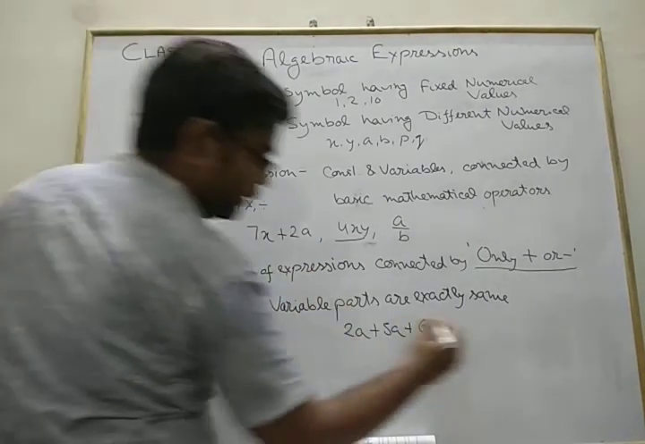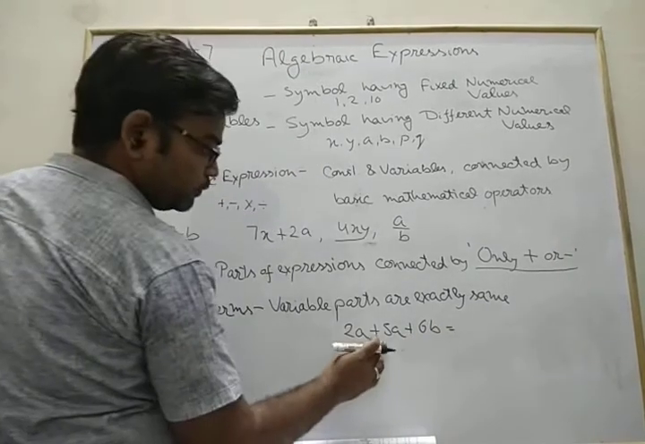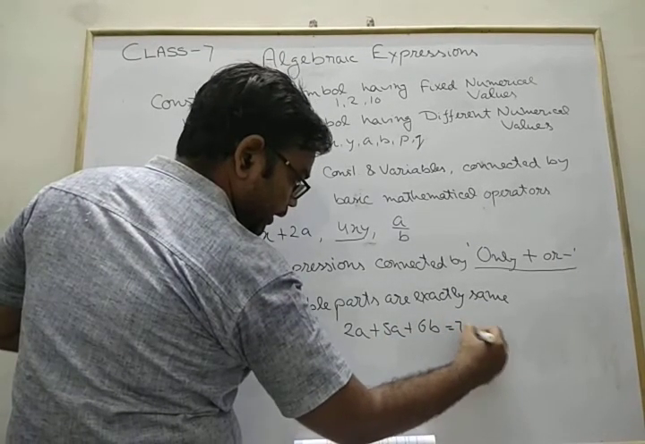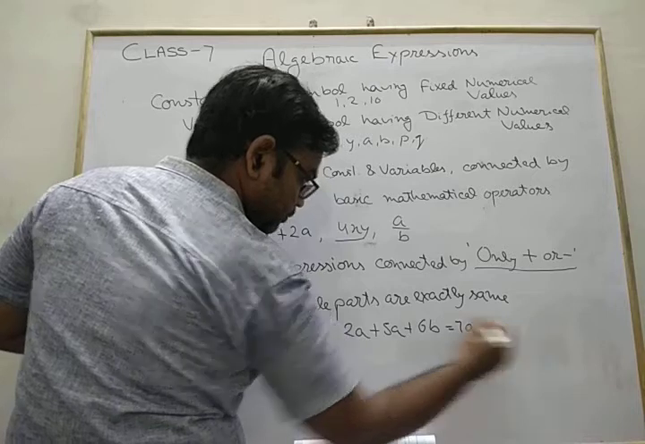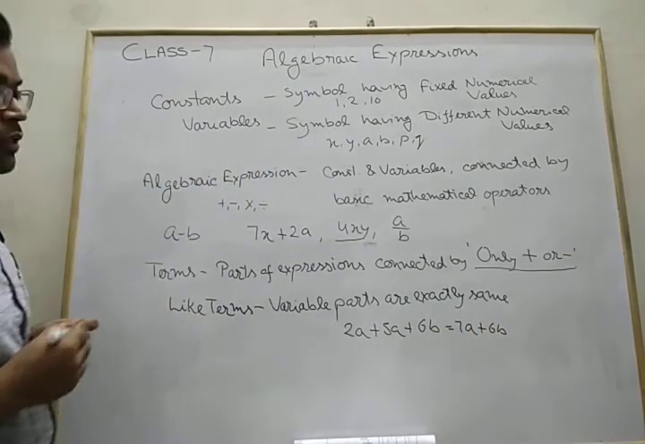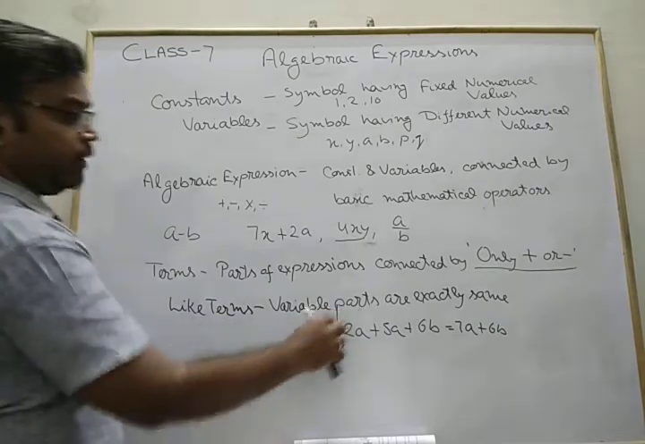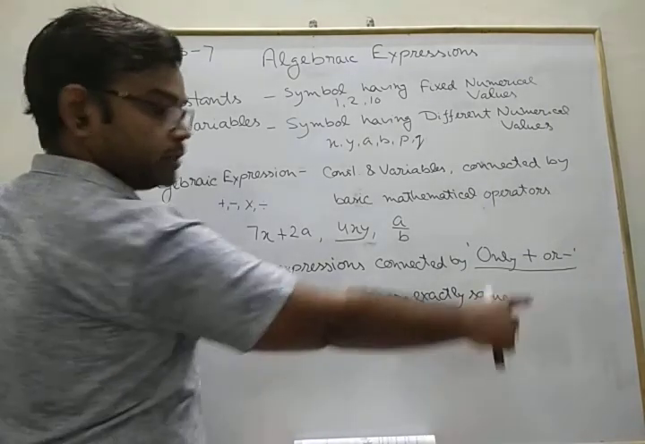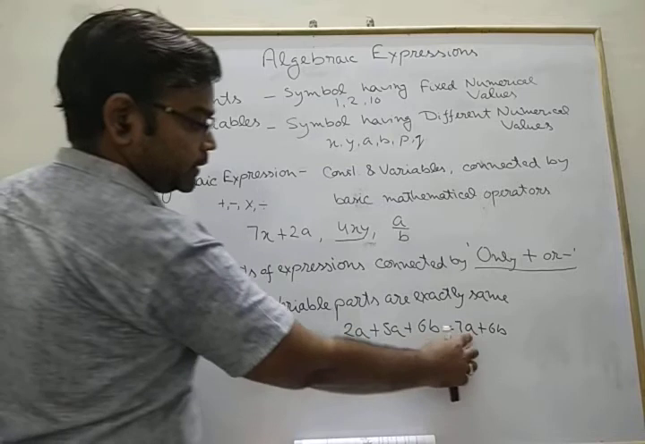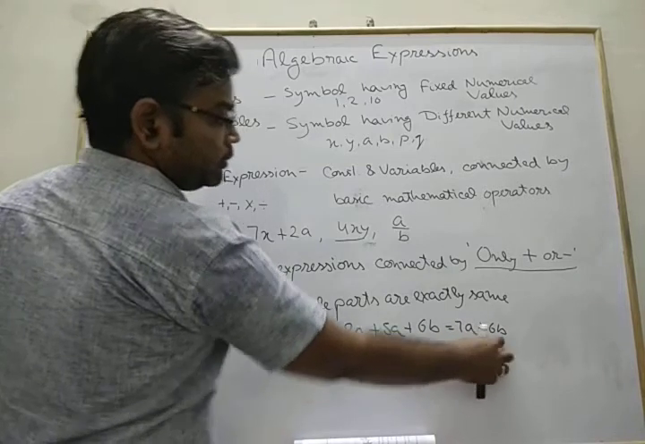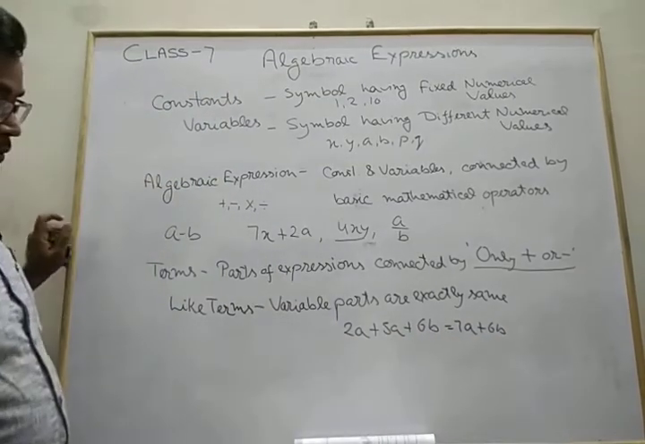So finally, what we have? We have 2 plus 5, it's a 7, a plus 6b. So this is your final answer. So these are your like terms. In unlike terms, variable parts are not the same, they are different. Like, for example in this case, A and B. These are not like terms, these are unlike terms.